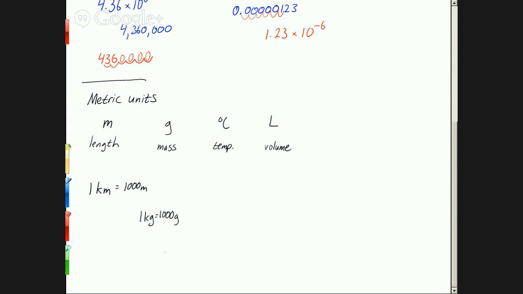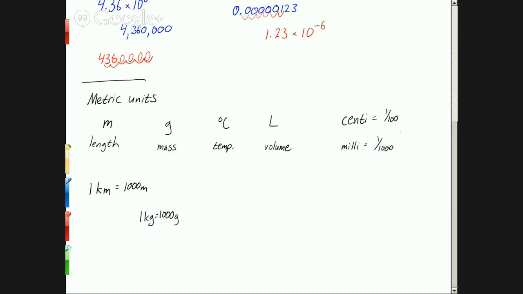Okay. Other prefixes you should know. C or centi, like centimeter, is a 100th. So there are 100 centimeters in a meter. And then milli is a 1,000th. So there are 1,000 millimeters in a meter, 1,000 milligrams in a gram, 1,000 milliliters in a liter, and so on.